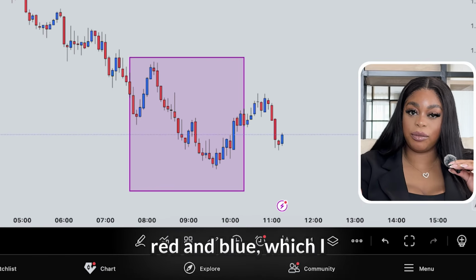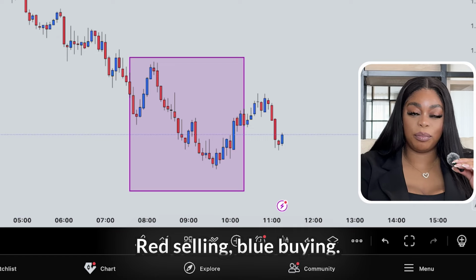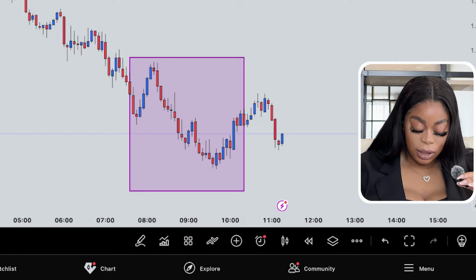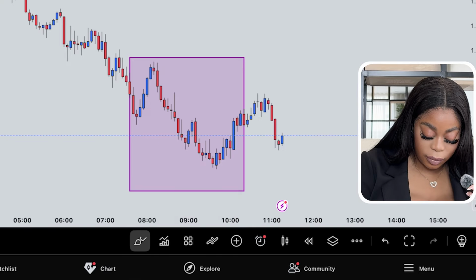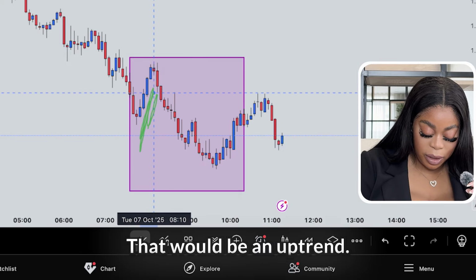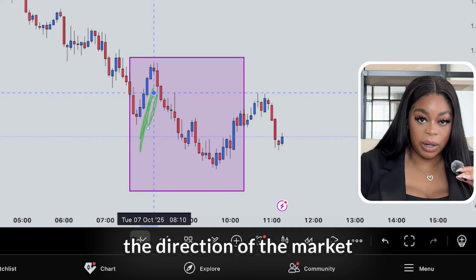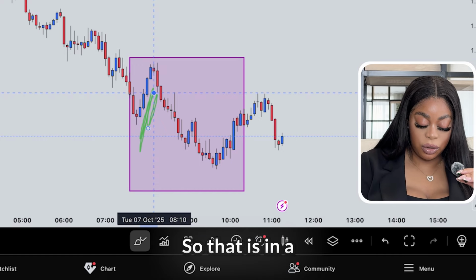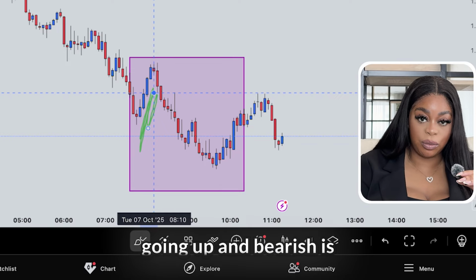So I have the basic red and blue, which I think makes the most sense. Red selling, blue buying. Simple. As we're looking at the charts here, we have this area over here. That would be an uptrend. That would mean that the direction of the market is bullish. So bullish is when we're going up and bearish is when we're going down.